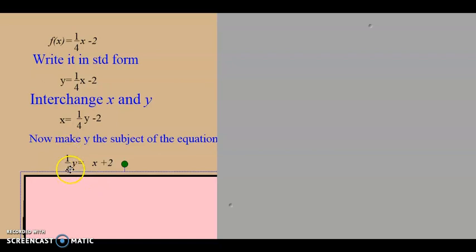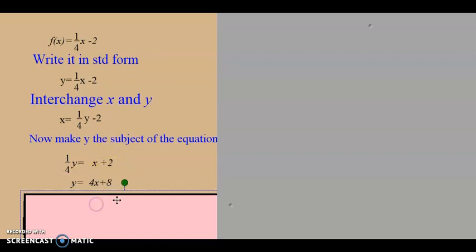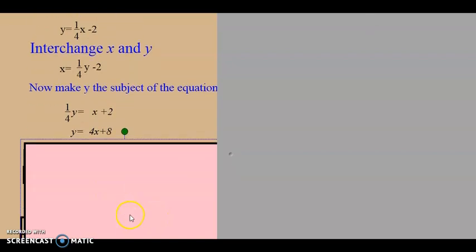So now a quarter y is equal to x plus 2. Now to get rid of a quarter, I will multiply with the reciprocal, which is 4 over 1. But whatever I do here, I must do here also. But remember, here's a 2 term. So I need to multiply with 4 there, and I need to multiply with 4 there. So my answer is y is equal to 4x plus 8.